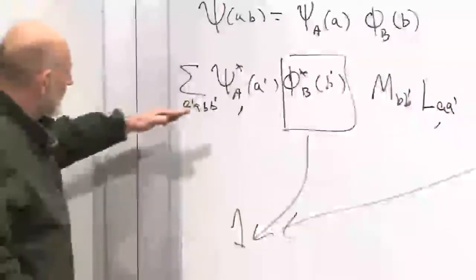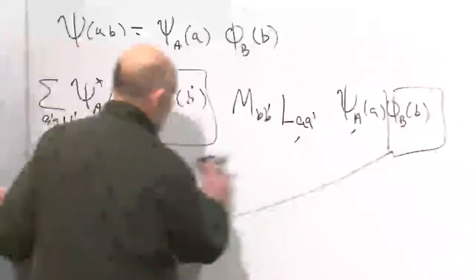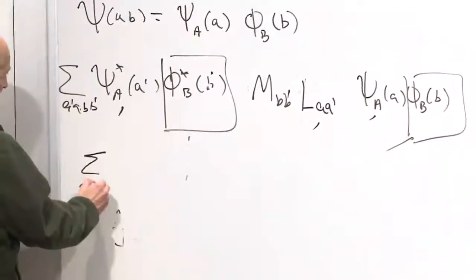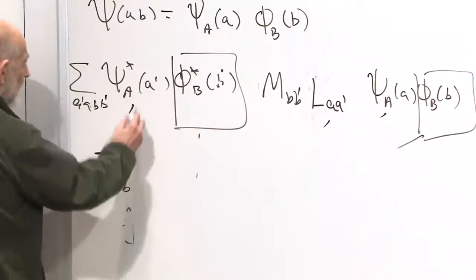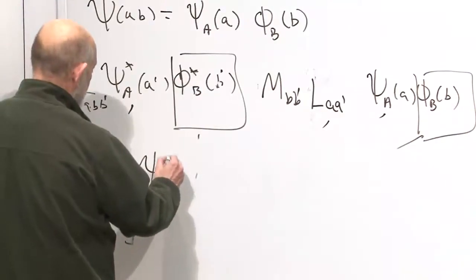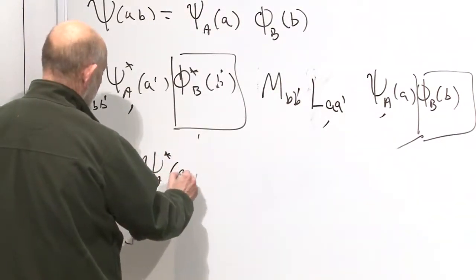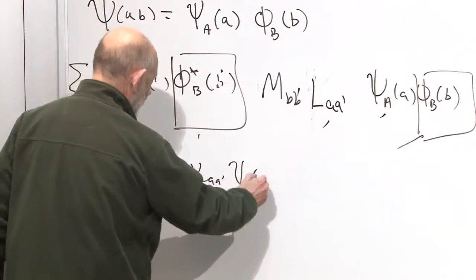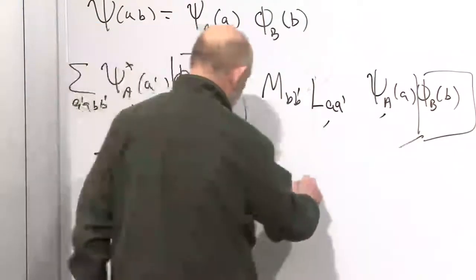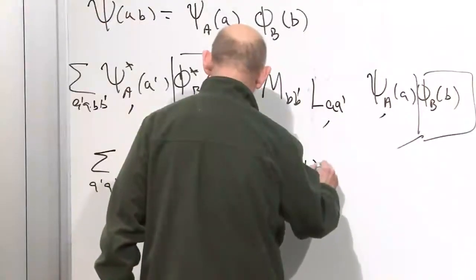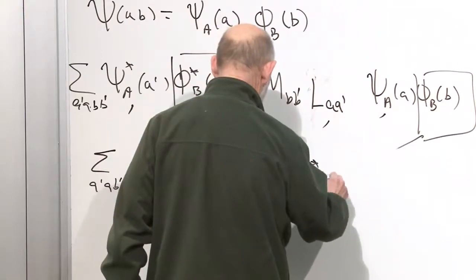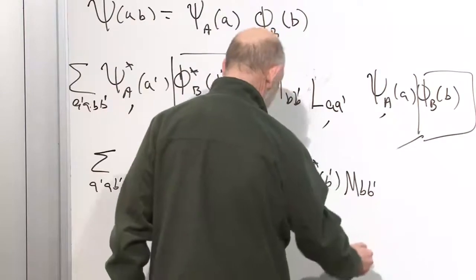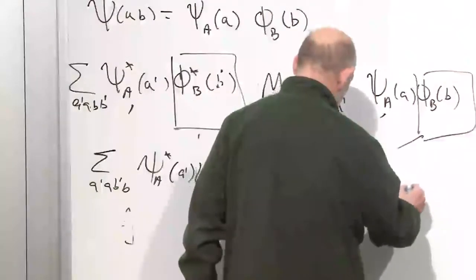Can you see that? All right, let's write it out. It's the sum over A prime, A, B prime, B of psi Alice star of A prime, L, A prime, psi Alice of A, all times phi Bob star of B prime, M of B prime, and phi of B.